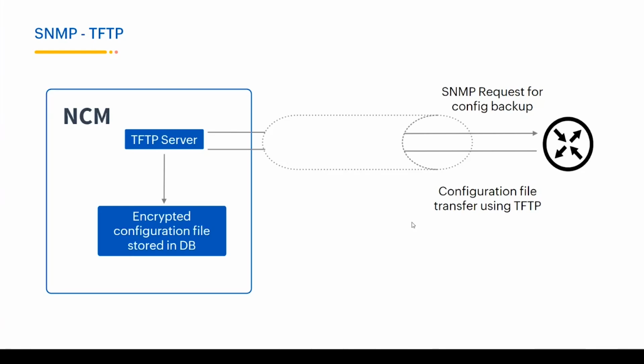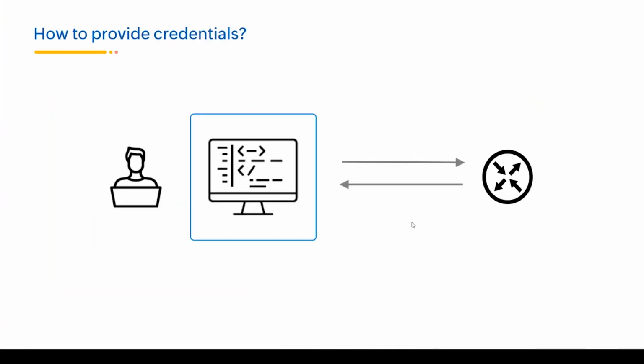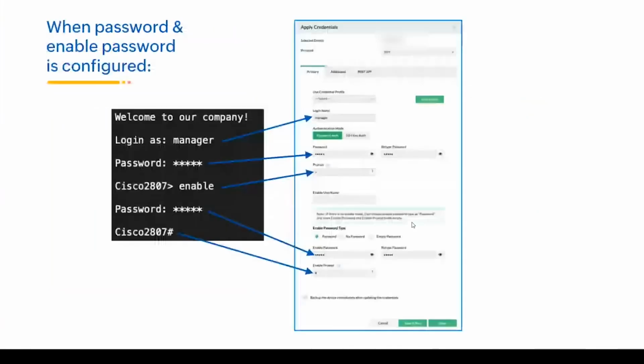So let's go over how you can provide credentials in the Network Configuration Manager. First, let's take a look at a scenario where both the password and an enable password need to be configured. On the left side, you have the telnet interface, and on the right is the apply credentials screen in Network Configuration Manager. Here you need to provide the login name, password, and prompt. For the enable password type, you choose password, enter the enable password, and also set the enable password. This way, the system knows how to handle both standard and enable passwords for the device.